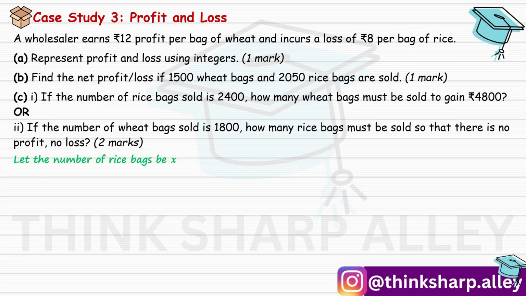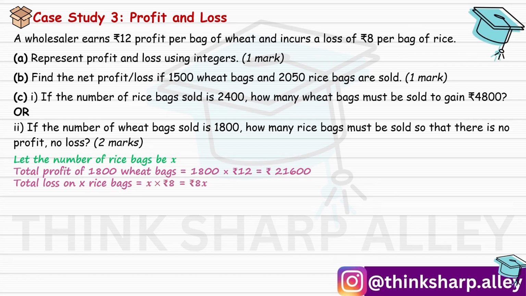So profit on 1800 wheat bags will be 1800 into 12, because profit per wheat bag is rupees 12. So we are multiplying and we got 21600 as the total profit. Same way, total loss on x rice bags is going to be x into rupees 8, because rupees 8 is the loss on one rice bag. So on x rice bags, I'll multiply 8x.